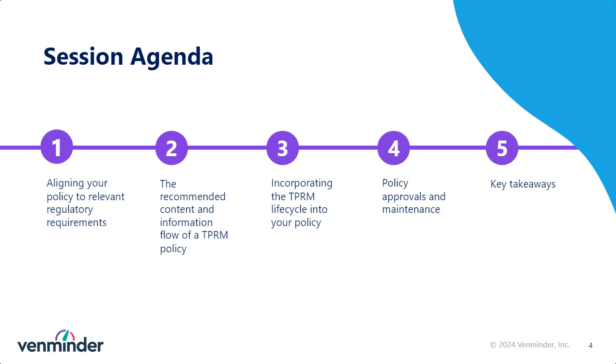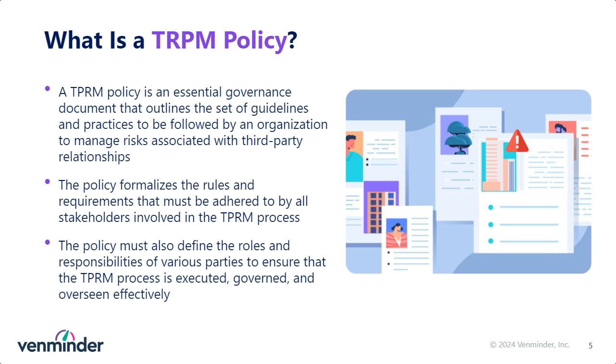Okay, while this sounds really basic, let's start with what a third-party risk management policy actually is. It is essentially the formal governance document that is going to outline all of the guidelines and practices to be followed in your organization to manage those risks that come with your third-party relationships. The policy also defines roles and responsibilities to make sure that third-party risk management processes and practices are executed effectively and that they have the right governance and oversight.